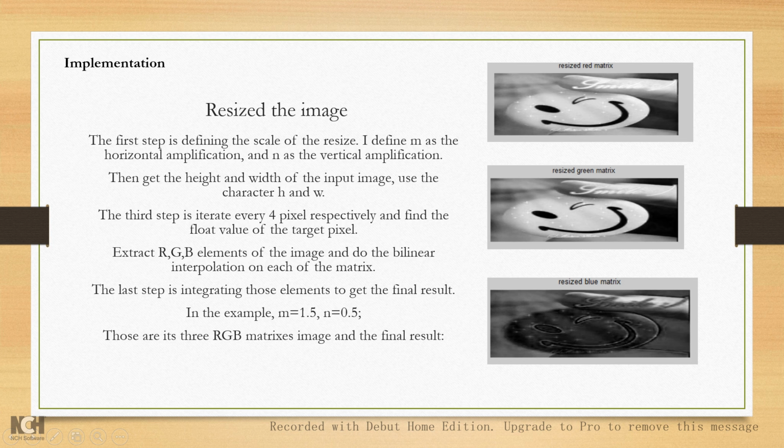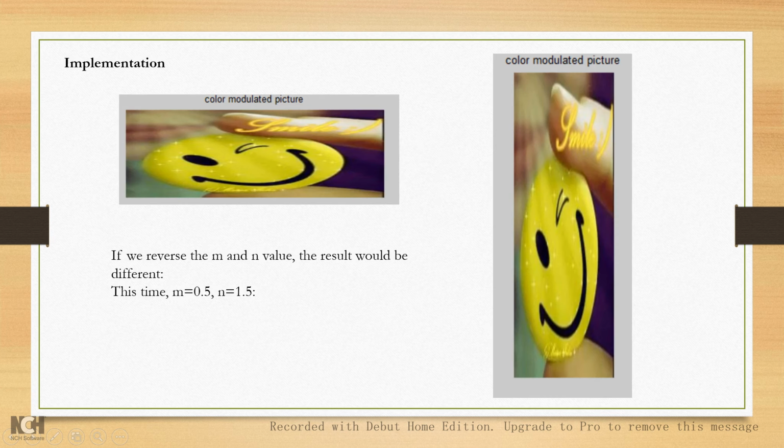Then iterate over every pixel respectively and find the float value of the target pixel. Extract the RGB elements of the image and do bilinear interpolation on each of the matrices. The last step is integrating those elements to get the final result. In this example, M equals 1.5 and N equals 0.5. Those are the 3 RGB matrix images and the final result.